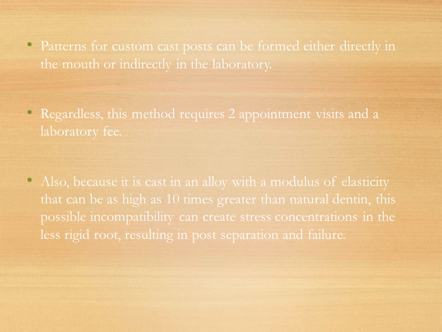The cast metal alloy, of course, has a considerably higher amount of strength when compared to your prefabricated resin posts, and the modulus of elasticity can be 10 times higher than that of your natural dentine, because of which it can create stress concentrations in the root, which is not so rigid as your cast post, which can result in the separation of the post and core apparatus from the root.